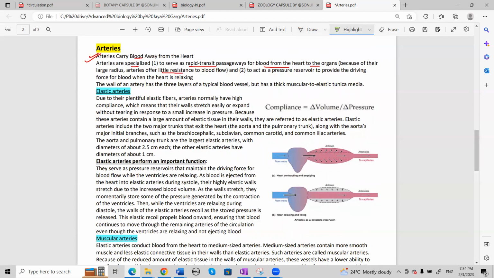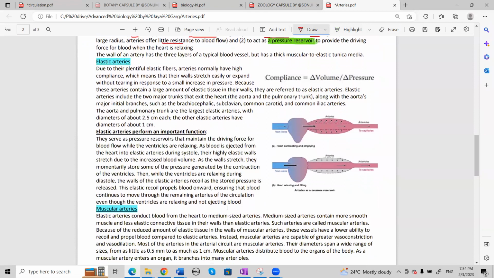But arteries work as a pressure reservoir, so that the blood flow is maintained continuously even though the heart is relaxing. I told you there are two types of arteries: elastic arteries, because they are rich in elastic fiber, and muscular arteries, because they are rich in smooth muscles. Now you can see in this diagram, let us assume this is the heart. When the heart is pumping the blood, see the diagram carefully, the blood is going into the arterioles and finally to the capillaries.